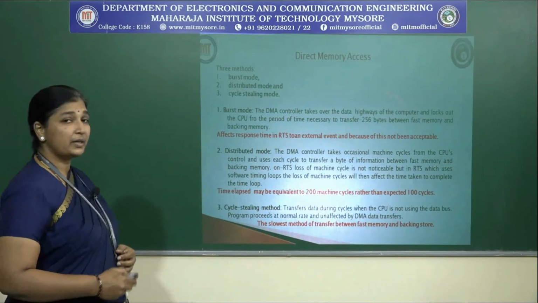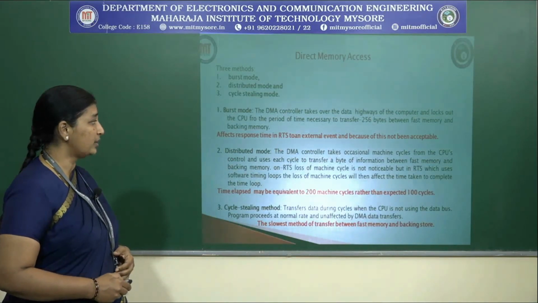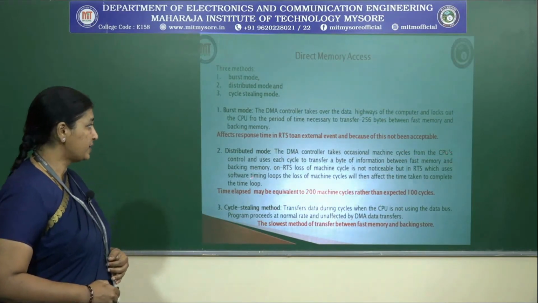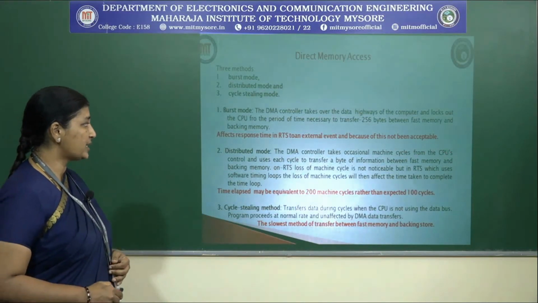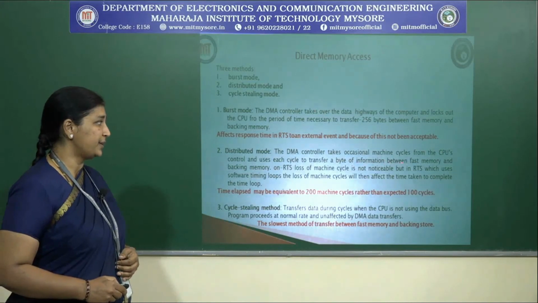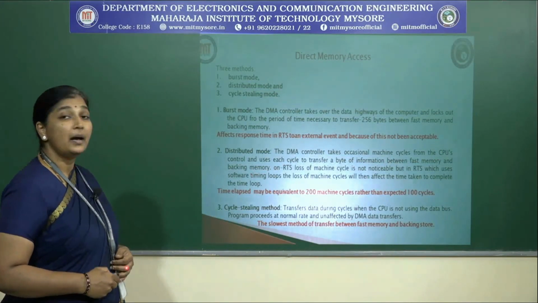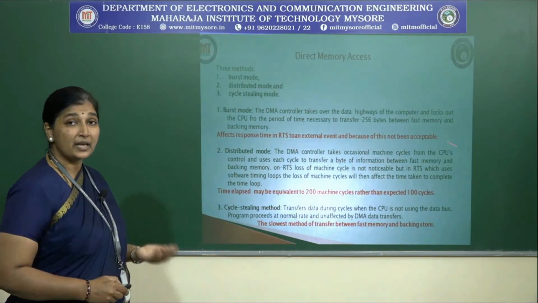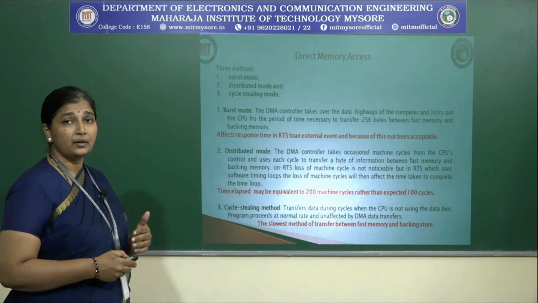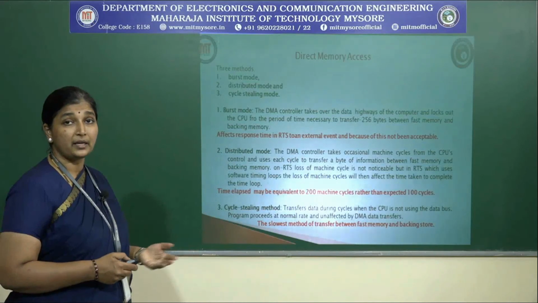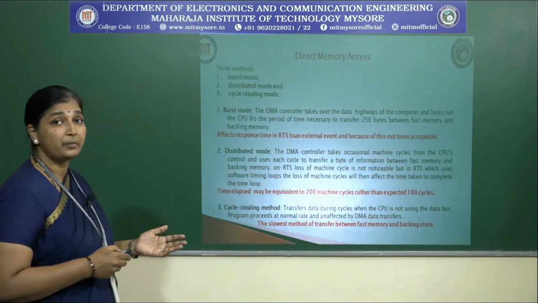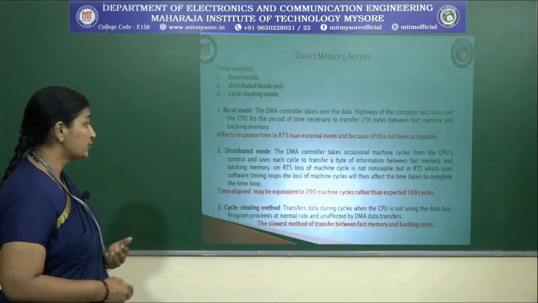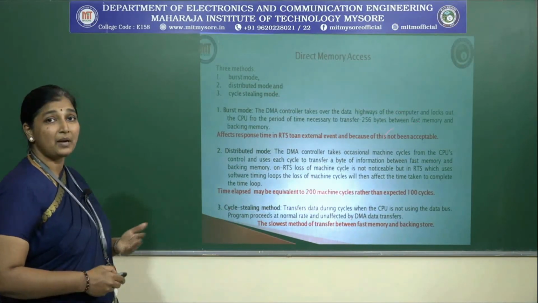You have distributed mode. The DMA controller takes occasional machine cycles from the CPU controller and uses each cycle to transfer a byte of information between fast memory and backing memory. On a real-time system, loss of machine cycles will be there. Because there will be no count of exactly how many machine cycles, 200 machine cycles would have been lost, but it has a count of just 100 machine cycles. So this is one of the drawbacks. So that is time lapse.